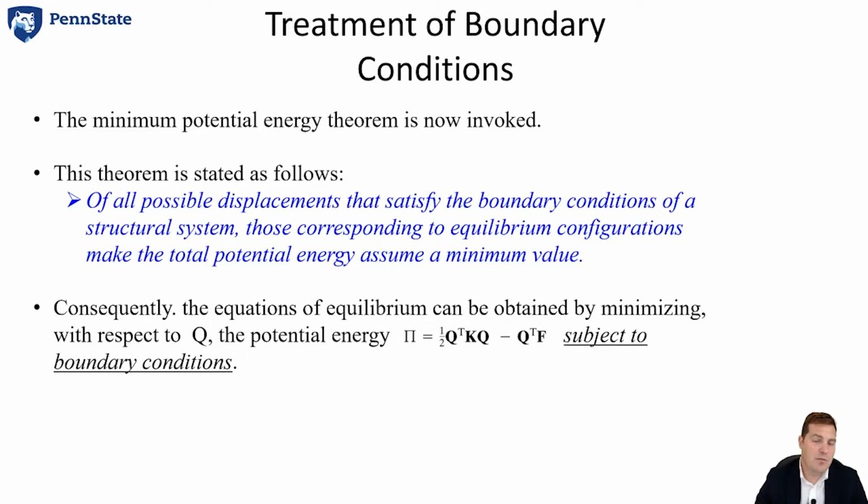So we now invoke the minimum potential energy theorem, which states that of all the possible displacements that satisfy the boundary conditions of a structural system, those corresponding to equilibrium configurations make the total potential energy a minimum value. Consequently, we can minimize this total potential energy with respect to Q and subject to the boundary conditions. That's the overarching idea from a theoretical perspective.